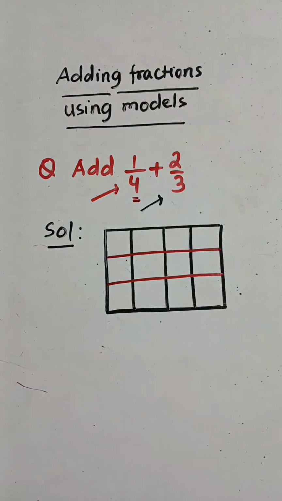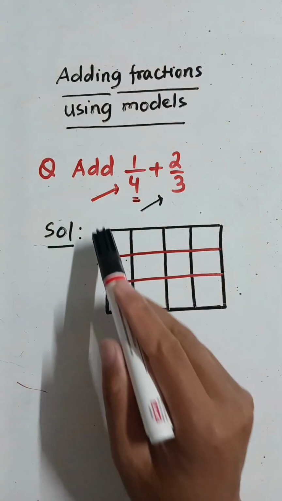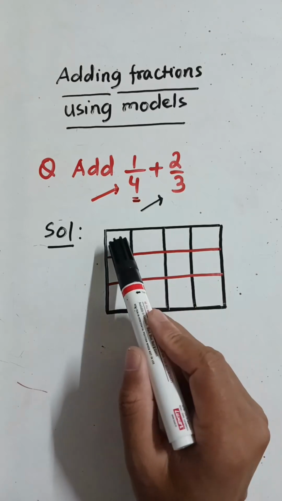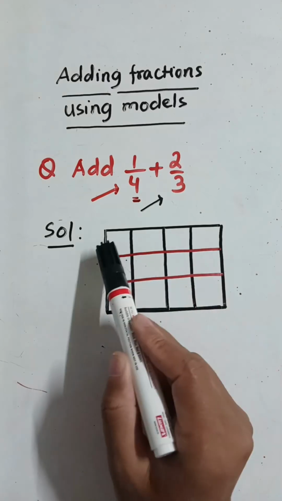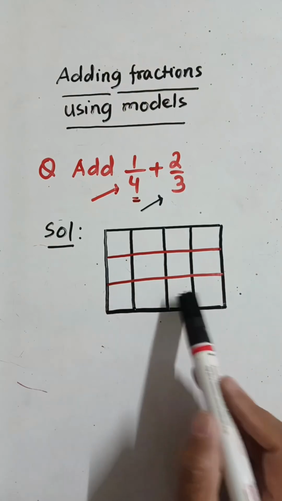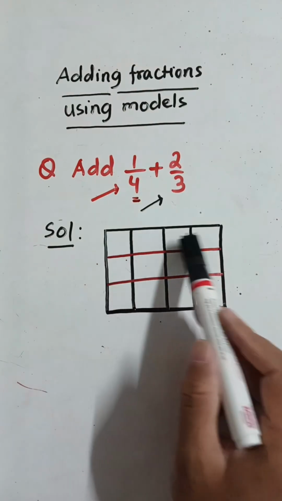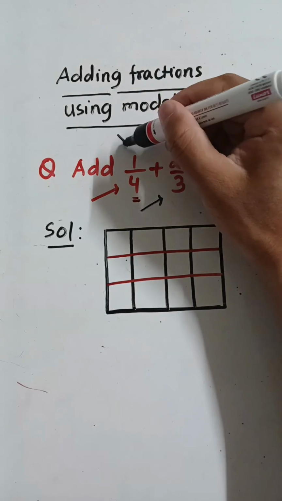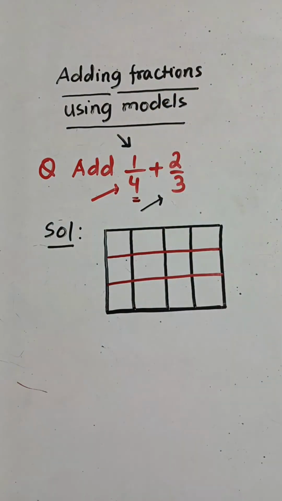Now we have a grid. It's a complete grid, and inside this box we have four boxes in each row, and in total we have 12 smaller boxes. After this, we are going to look at the numerator. What is the numerator? The numerator is 1.